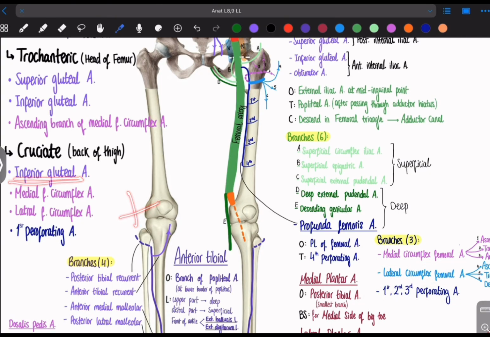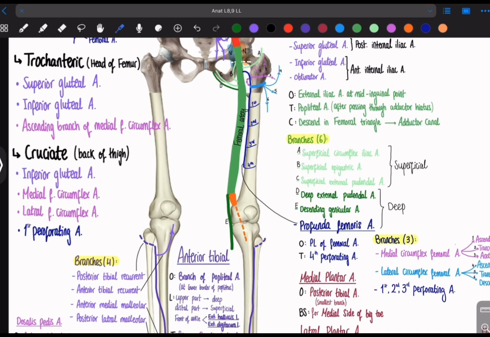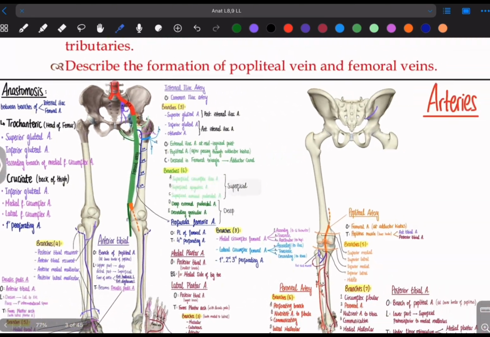So remember, inferior gluteal artery is the artery that shares in both anastomoses, okay? And inferior gluteal is in both. It's in the trochanteric anastomosis and in the cruciate anastomosis, okay? It's like a joker, it's in both of them. The trochanteric anastomosis and the cruciate anastomosis, okay? So we're done with all the arteries.